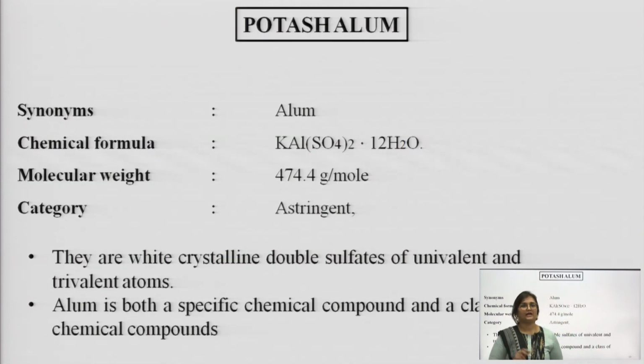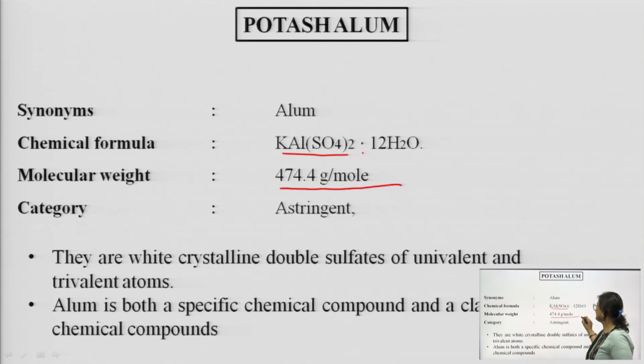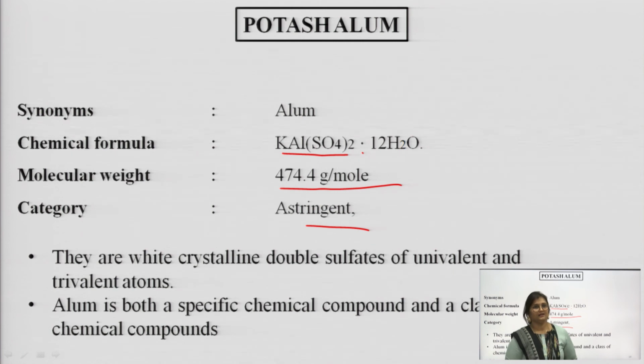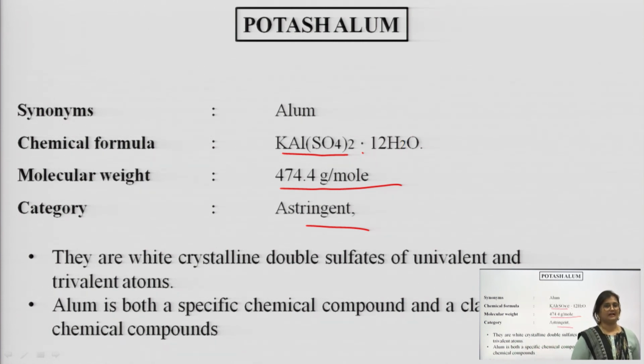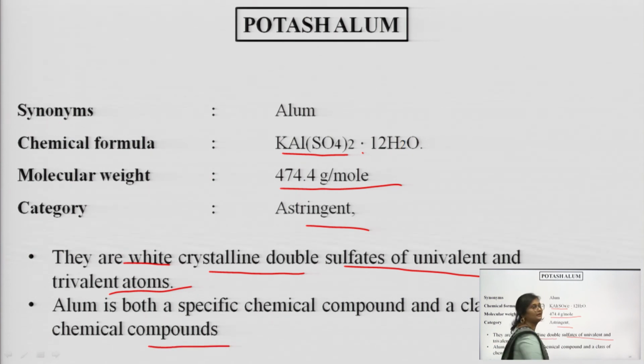Now moving towards potash alum. Potash alum, also known as alum, has the chemical formula KAl(SO4)2·12H2O. It has a molecular weight of 474.4 grams per mole. It belongs to the category of astringents. These are white, crystalline, double sulfates of univalent and trivalent atoms. Alum is both a specific chemical compound and a class of chemical compounds.